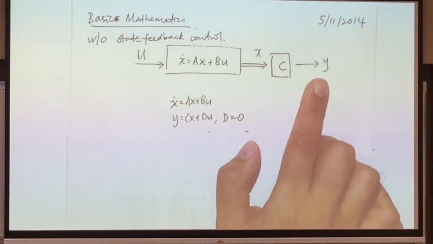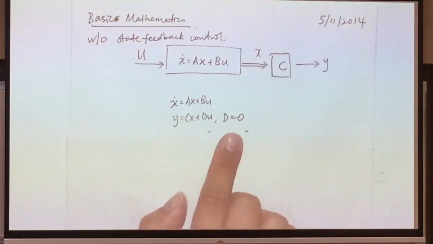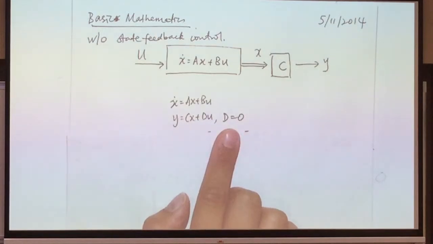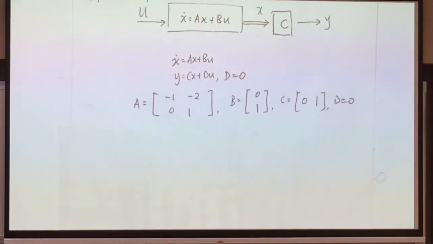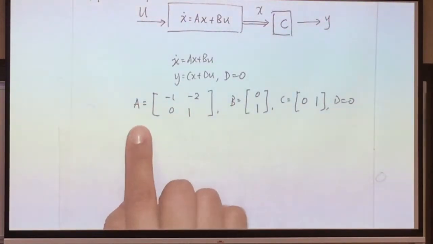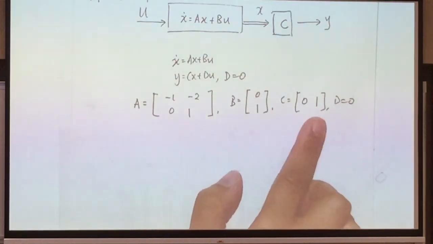But y was supposed to be Cx plus Du, right? So now there's no u at the time being. We tell you that D is 0, without any state feedback control. So this is how you should draw this. Next, I'll give you an example of ABCD. If this is a second order system, A can be [-1, -2; 0, 1], B can be [0; 1], C can be [0, 1, 0].